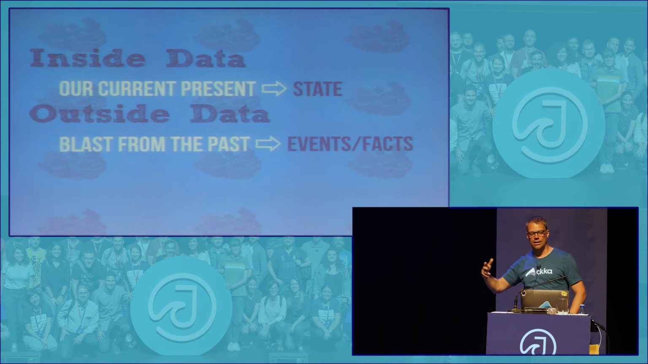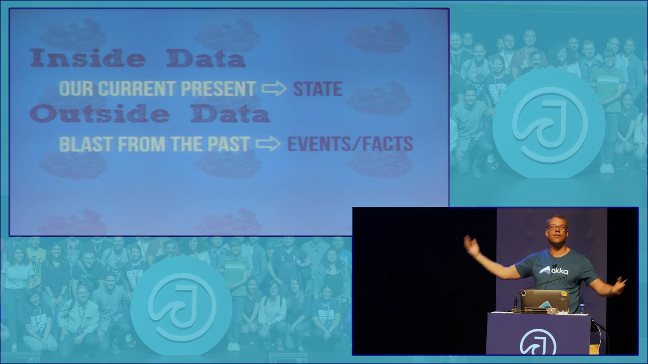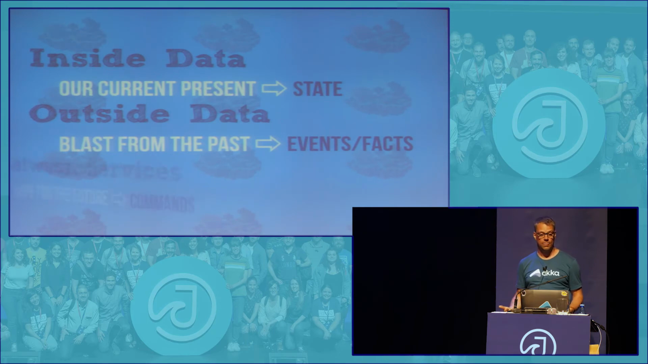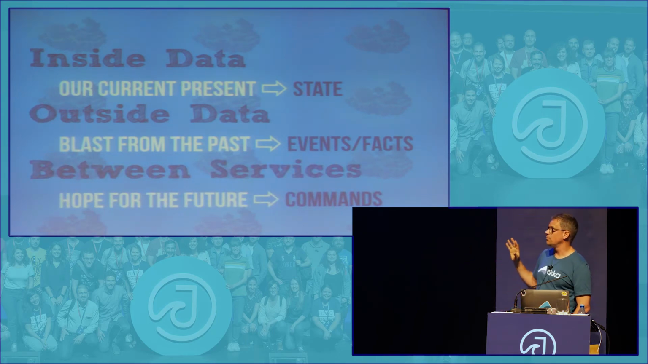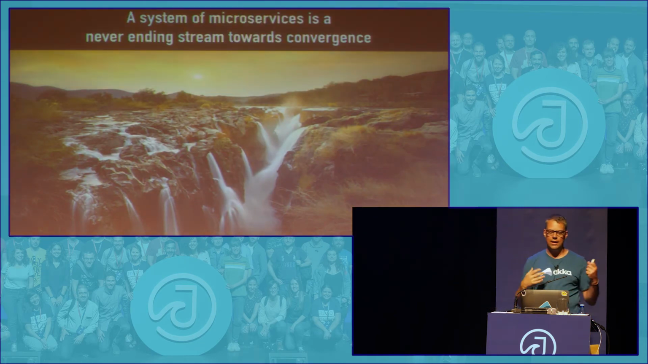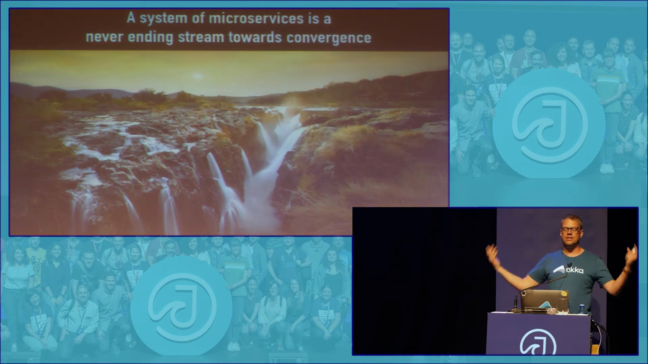Outside data, that's what he calls the blast from the past. That's where the events arrive from other services and other sources. Those are the facts arriving into our component that we can react to. And between services, Pat Helland calls that hope for the future. It's almost poetic, right? I love this. And that's our commands, others sending intent to us, hoping that we will comply, so to speak. And in a way, the system of microservices, if you build it using events and event streams, is really this never-ending stream toward convergence.